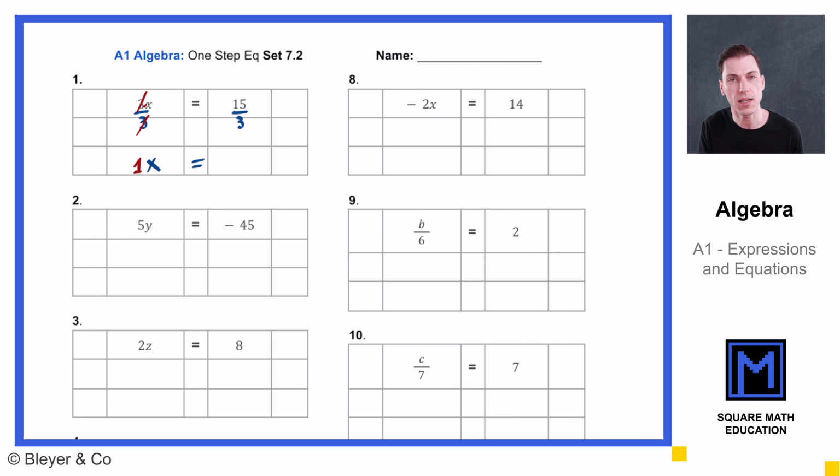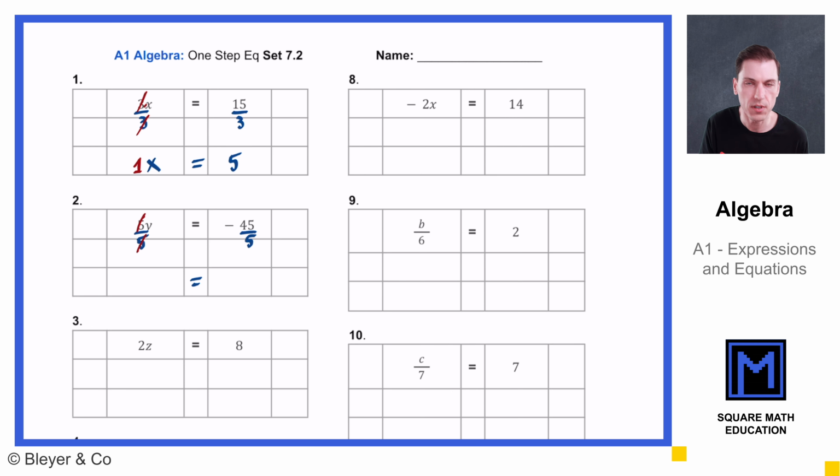And then on the other side, 15 divided by 3 is 5. And that is my answer, x equals 5. Let's move to equation number 2. 5y equals minus 45. Again, 5 times y, the inverse operation of multiplying by 5 would be dividing by 5, so divide both sides by 5.